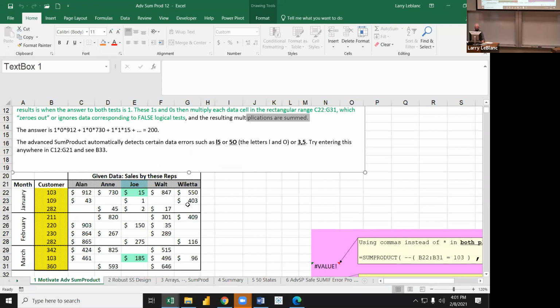I make a final comment. If you put any text in the sum product with criteria, immediately it alerts you to the fact that something is wrong. Let me put Larry.